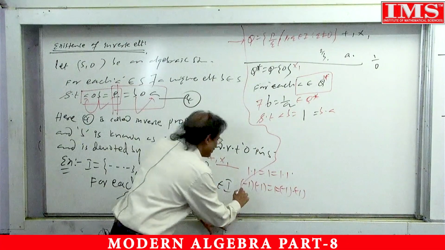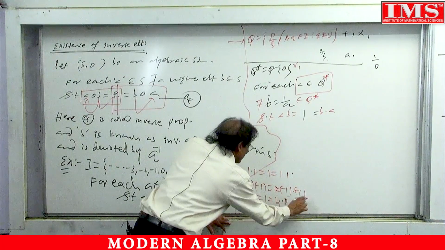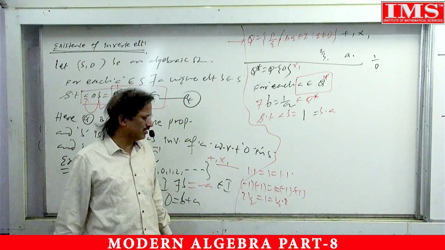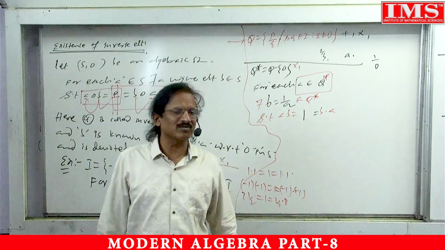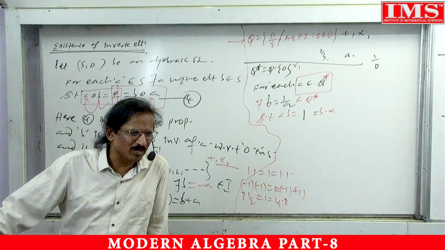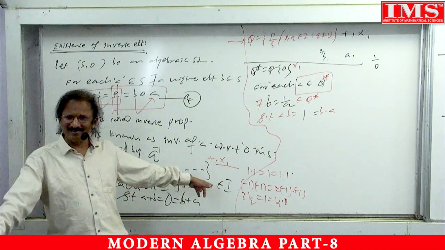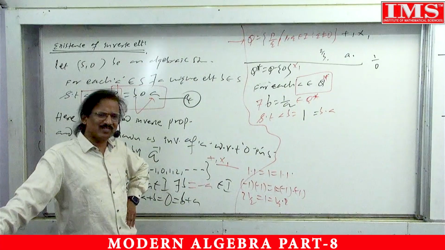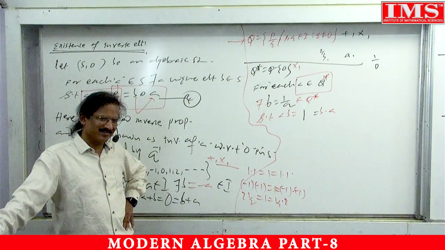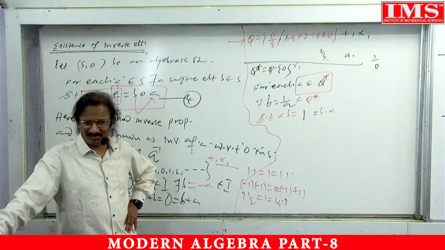What is the inverse of 2? It is 1/2, and 1/2 into 2 is 1. The rest do not have inverses. The inverse of 2 does not hold, because the inverse of 2 is 1/2, which does not belong to I. But which elements' inverses can exist in I with multiplication? 1 and minus 1. The inverse of 1 is what? Itself. The inverse of minus 1 is what? Itself. Isn't that what we say? Right or wrong?